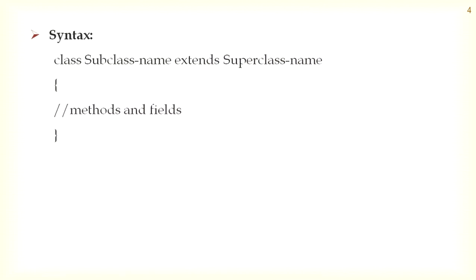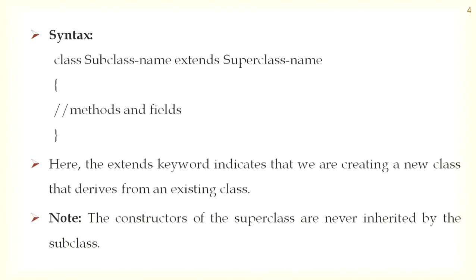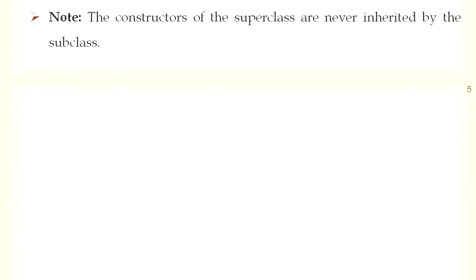The syntax is: class subclass name extends superclass name. A subclass is a class which is acquiring the properties of the superclass. Extends is a keyword indicating that we are creating a new class that derives from an existing class. The constructors of a superclass are never inherited by the subclass.